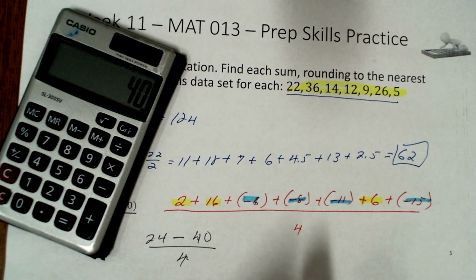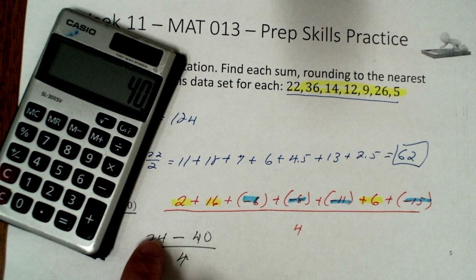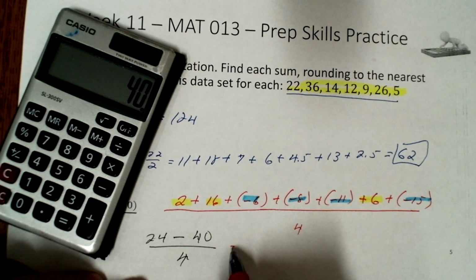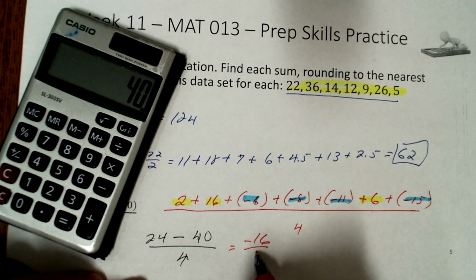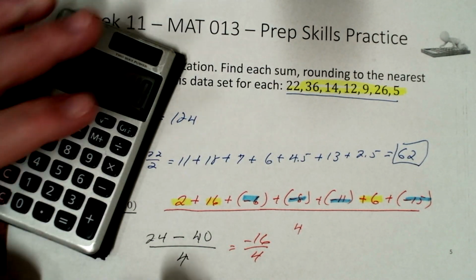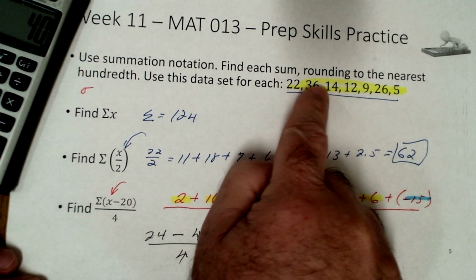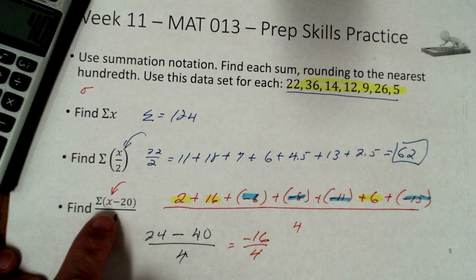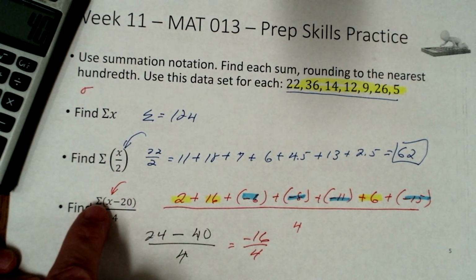Is it positive or negative? Well, let's see. Which of these two numbers would be further from 0 on a number line? 40 would. What's the sign? Minus. So it's going to be minus 16. So this sums to give us minus 16 over 4. Okay, so we've inserted each of these values for x. We've subtracted them from 20. Okay, so we got all our solutions, and then we summed them up.